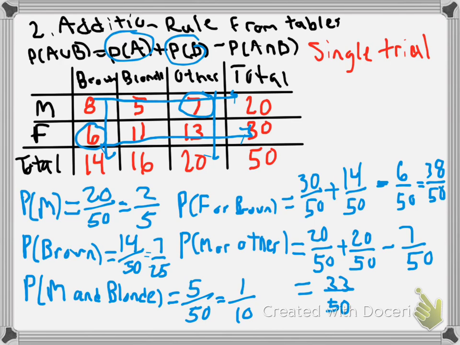So you've got to be ready to be able to do probabilities from tables using the addition rule for disjoint, mutually exclusive events and not mutually exclusive events. So good luck, and we'll see you on 5.3.